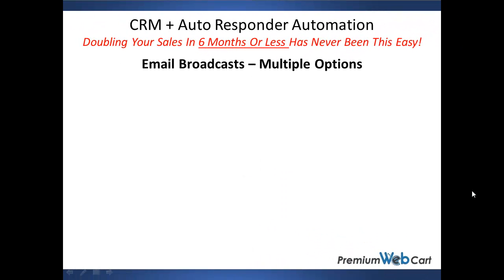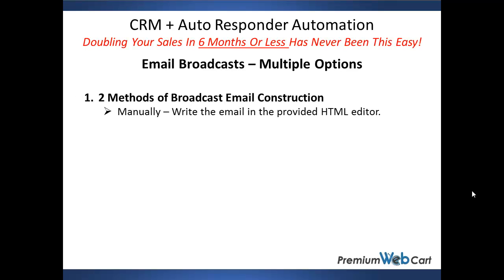With the Premium WebCart CRM, you have multiple email broadcast options that you can implement when sending an email broadcast or a newsletter. You have two methods of broadcast email construction. One is to manually write the emails in the provided HTML editor, and then you can add in your own subject line, your own from name, and your own reply email. Or you can use the shortcut and simply pull messages and profiles from your content library, making email construction quick and painless.